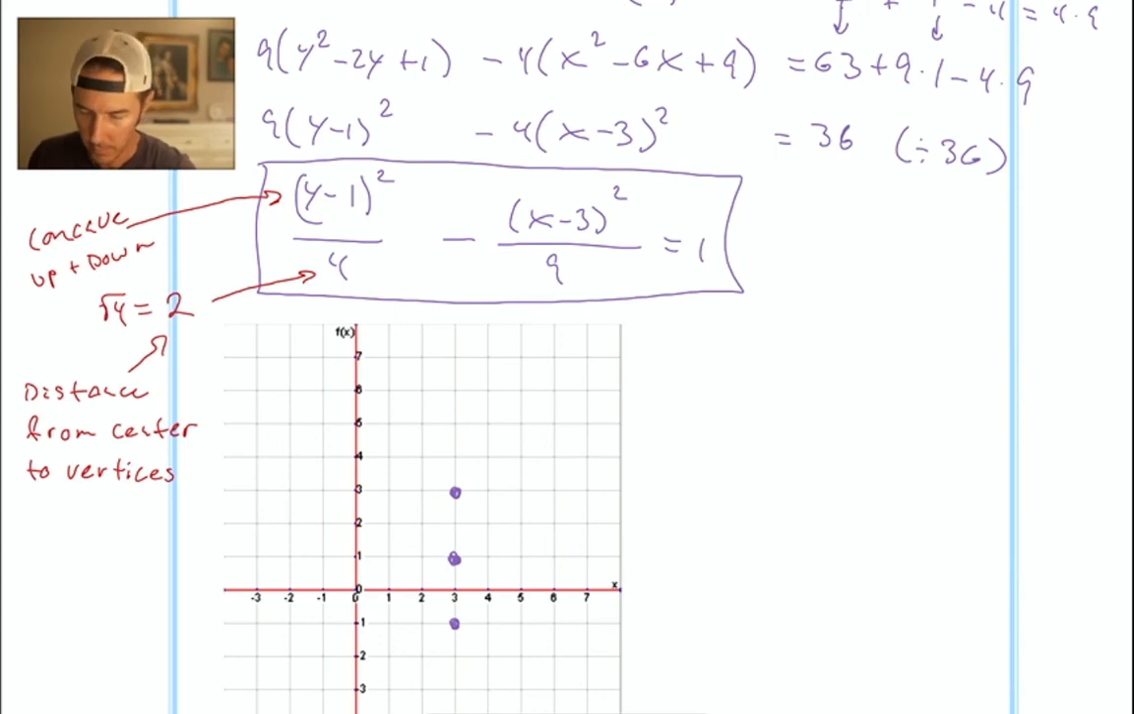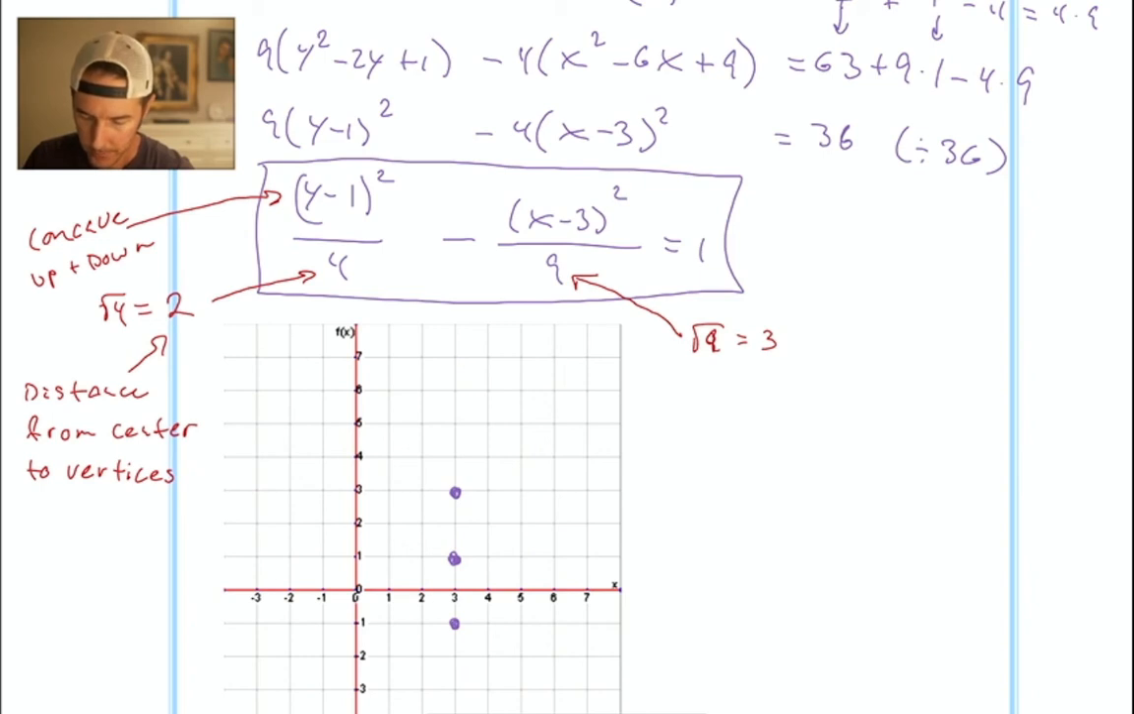Okay, so we've got those, and then that other denominator, the 9, square root of 9 is equal to 3, and 3 is going to help make the box. I don't even know how to articulate that. Let's start drawing the box first. Maybe that'll give us a clue.